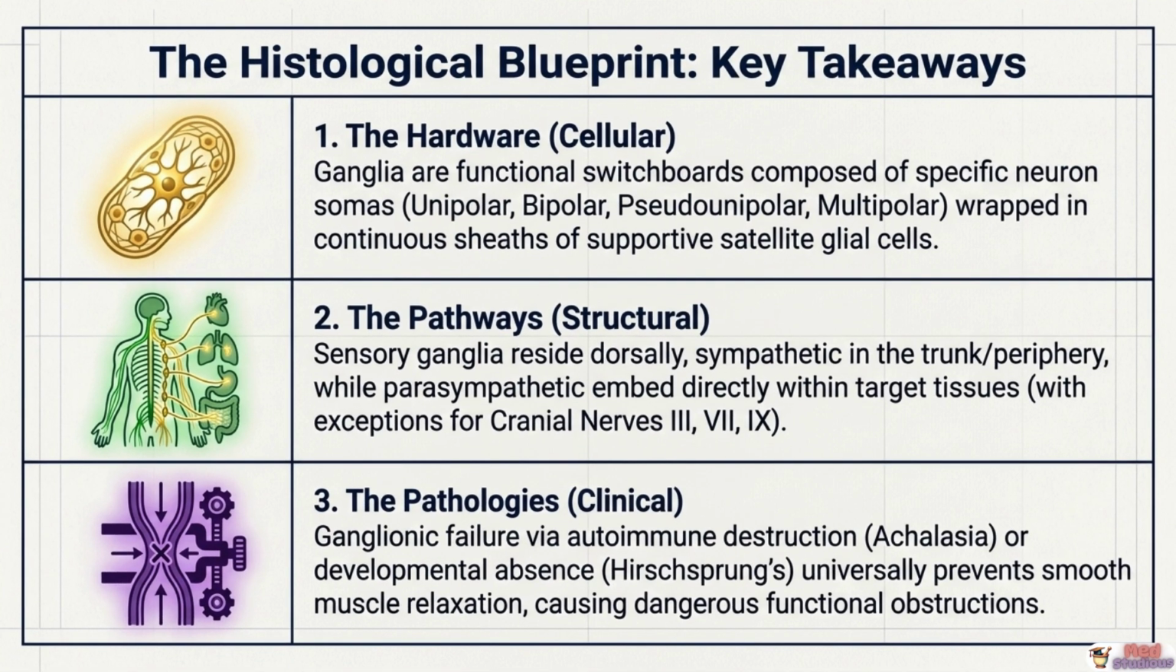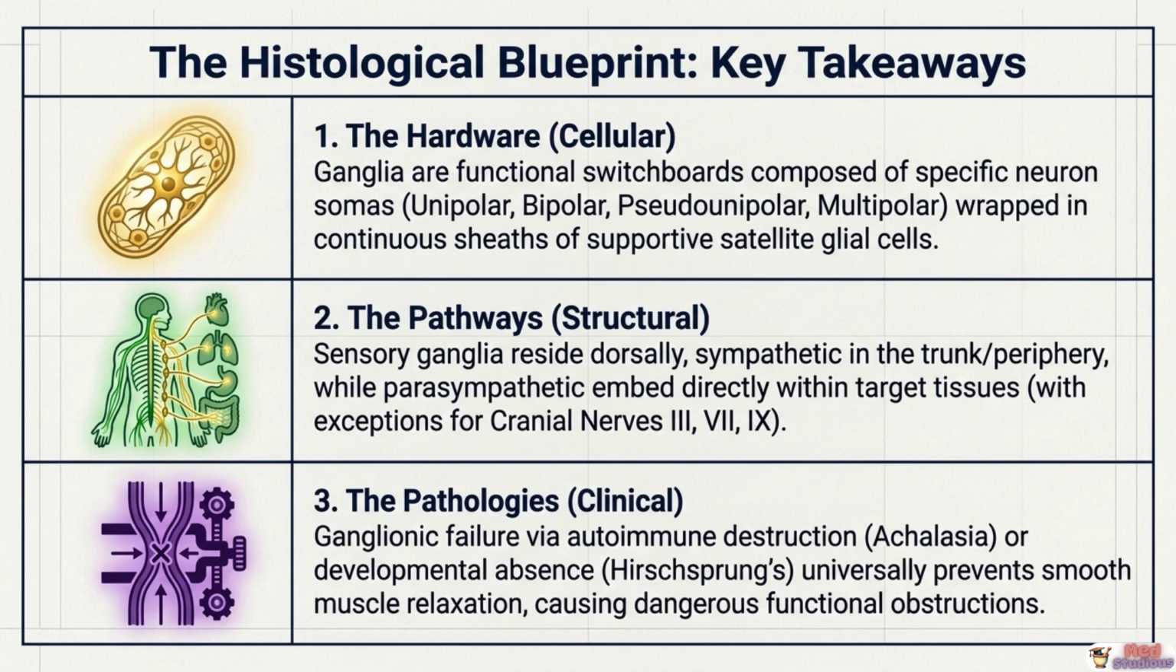To wrap up our lesson, let's review the histological blueprint and key takeaways for neural ganglia. First, the hardware. Ganglia are localized functional switchboards situated outside the CNS, composed of specific neuron somas, unipolar, bipolar, pseudo-unipolar, or multipolar, all intimately wrapped in continuous sheaths of supportive satellite glial cells.